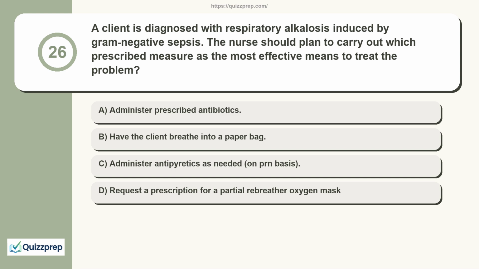Question 26. A client is diagnosed with respiratory alkalosis induced by gram-negative sepsis. The nurse should plan to carry out which prescribed measure as the most effective means to treat the problem? Administer prescribed antibiotics. Have the client breathe into a paper bag. Administer antipyretics as needed, on a PRN basis. Request a prescription for a partial rebreather oxygen mask.